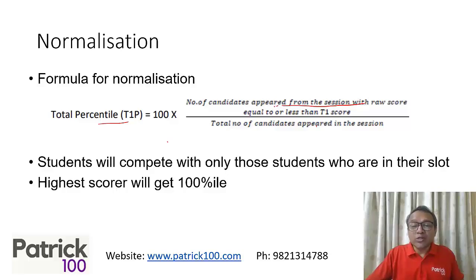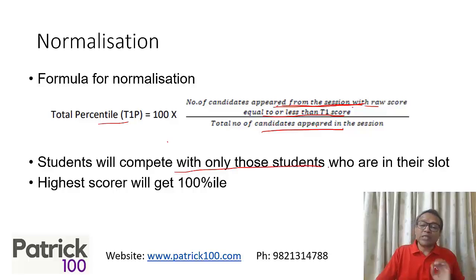So it is basically the number of candidates appeared from your session with raw scores equal to or less than your score, upon the total number of candidates. So you will be competing only with students in your slot, and the highest scorer from each slot will get 100 percentile. No matter the number of students, the first ranker, the highest scorer, will get 100 percentile. If more than one person scores the highest, then all of them will get 100 percentile. So if there are two people in the first slot getting the same highest score, both will get 100 percentile.